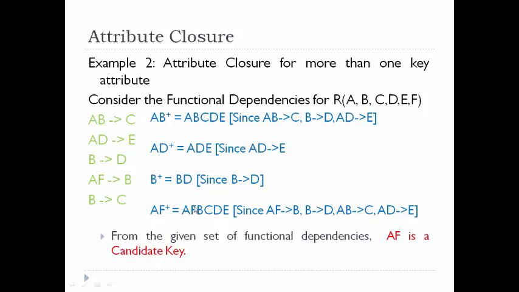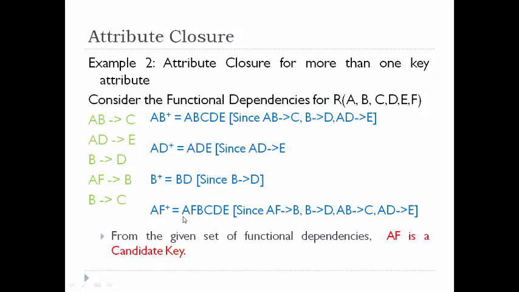Now this B is giving C. From this, B is giving C, so we have added this C here, and now we have to check with the other parts of the left hand side. So we already have AF arrived, we already have B arrived, and B is also giving D, so we can add D also. So AFB we have got, B tends to D we have got, and AB tends to C.